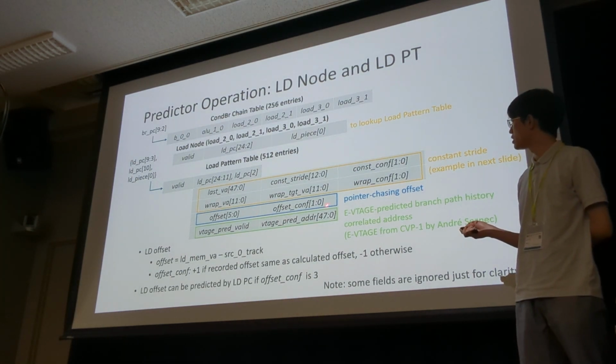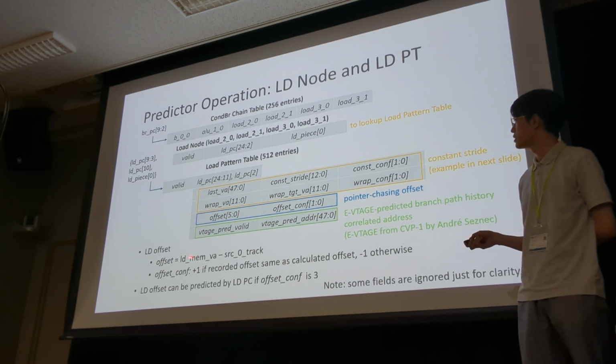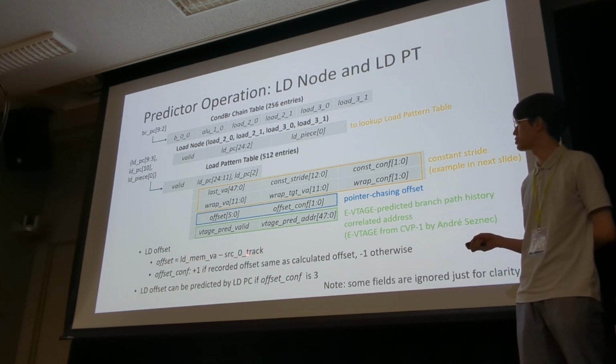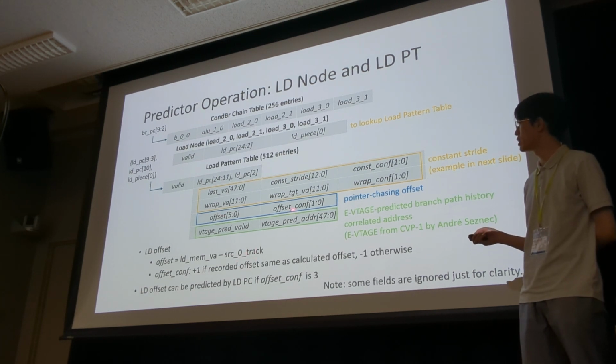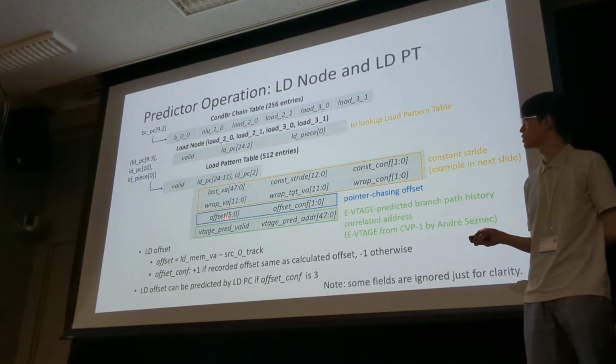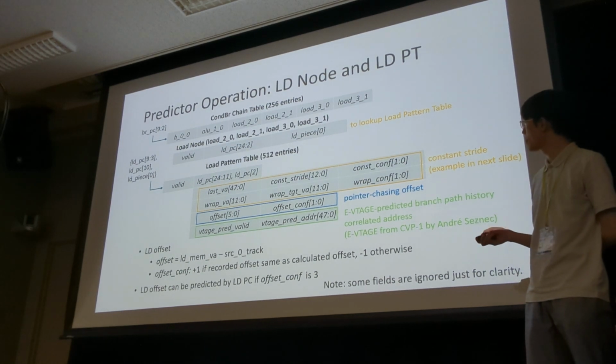The second is for the pointer chasing offset. The offset is trained by calculating the load memory address. This is the committed load memory address, subtract the source register to be tracked. And if the recorded one is the same as the calculated one, the confidence will be increased. So the offset can be predicted using the load PC.